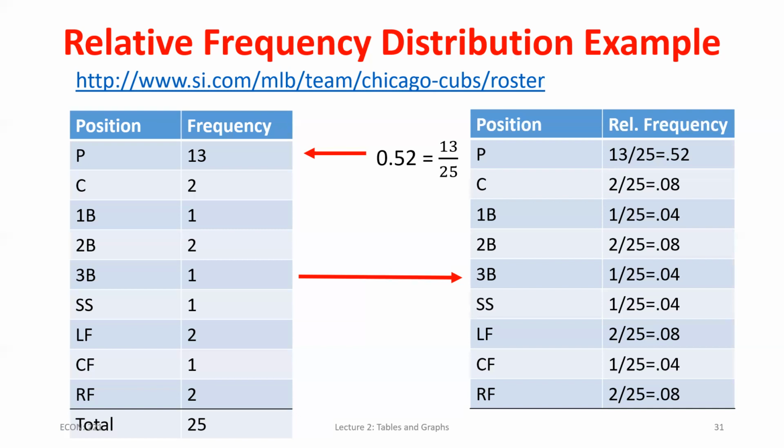So if I add these up, the numerators will add up to be the total number of observations. They all have the common denominator of the total number of observations. When I add these up, I'll always get the relative frequencies adding up to 1. Okay.